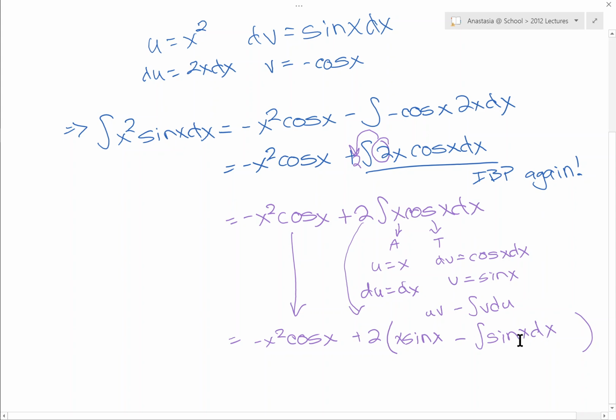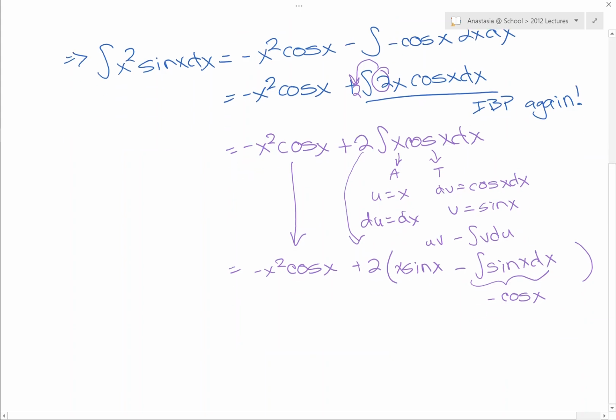Notice that this is no longer a product of functions. We can evaluate that. The integral of sine x is negative cosine x, so when we combine it with that negative, we'll get a positive. So if we rewrite this, we have negative x squared cosine of x plus 2x sine x. Then we'll have minus the negative to give us a plus 2 cosine x. We are done with our integration now. It is an indefinite integral, so we need to remember to add c.